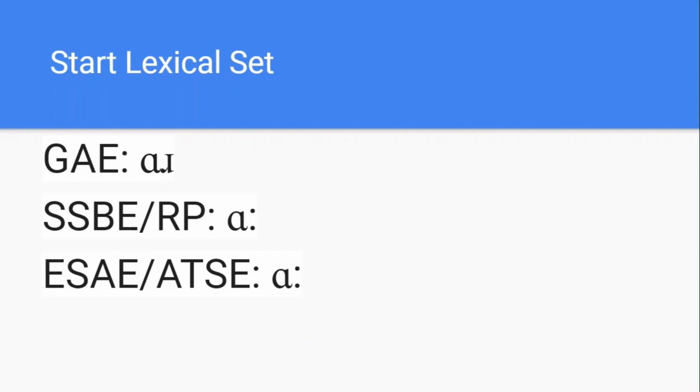So we have the start lexical set. Of course, in General American English, which is a rhotic accent, it has that rounded full R sound. So, start. And Eastern American English and American Theater Standard follow the British way of pronouncing, which was that extended vowel sound. So, start.